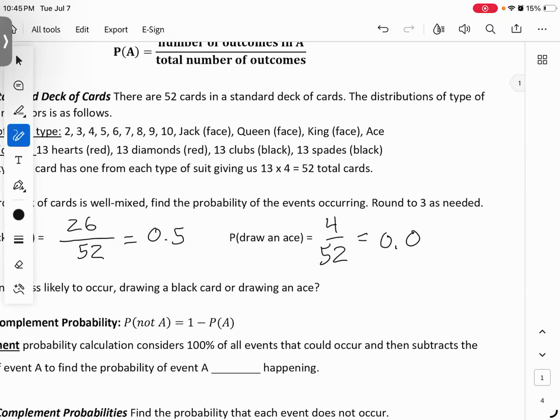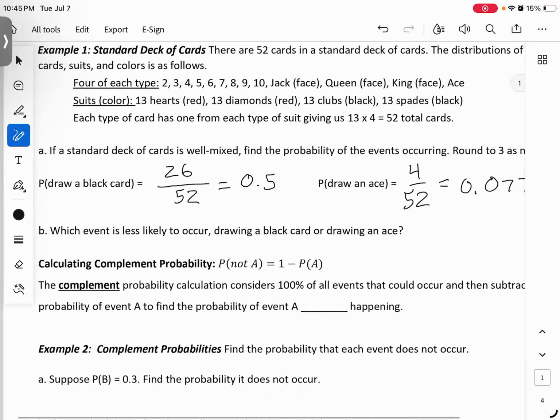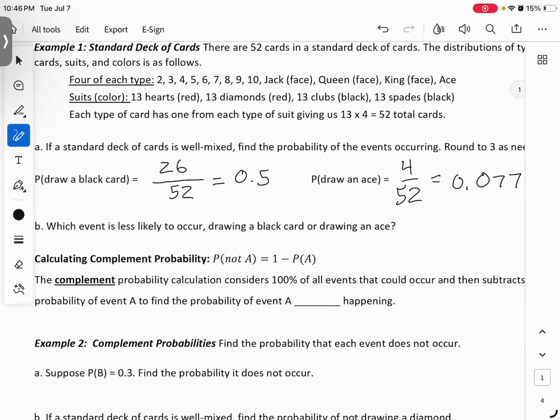You should get 0.077. And so if they ask which of those two events is less likely to happen, drawing an ace, there's only about a 7 to 8-ish percent chance that that's going to happen.